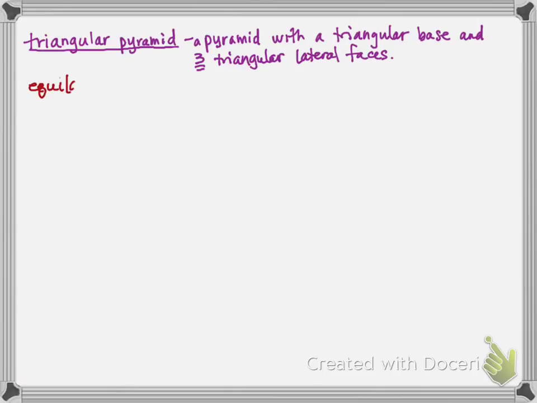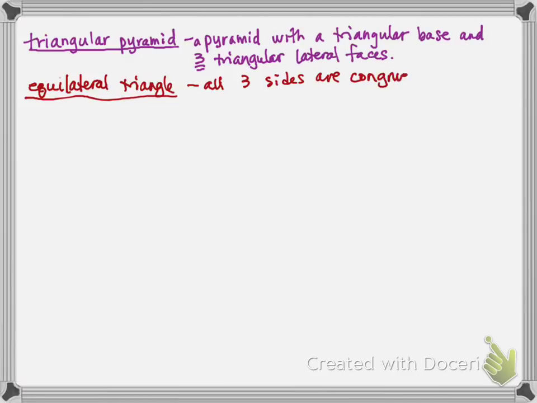Equilateral triangle. Just to remind you, three sides are congruent. Now, this is the only type of triangular pyramid we in 6th grade are going to study. You'll see in geometry class, you'll see every single kind that you can imagine. And I don't know, maybe even next year you might have to do more, okay?